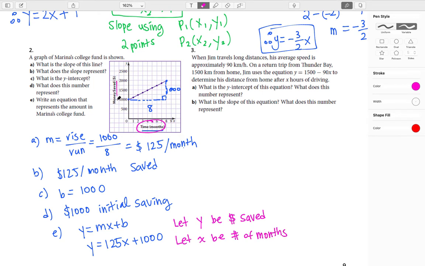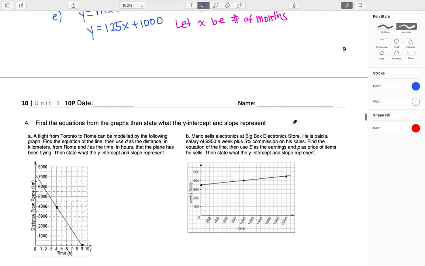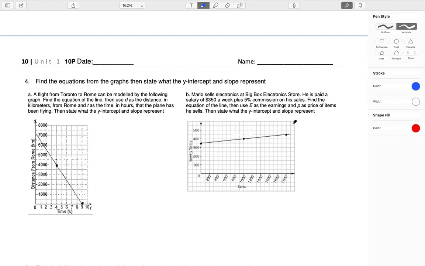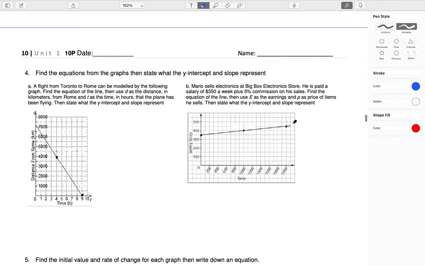And money saved, that's the y value. Okay. Now let's try another example. So going down, let's take a look at letter number 4. Find the equation from the graph and then state what the y-intercept and slope represent, mean.